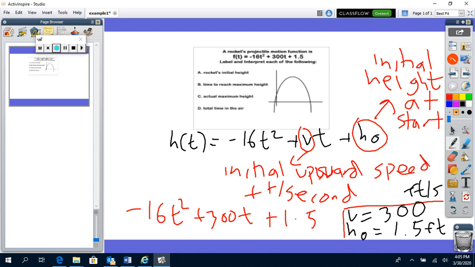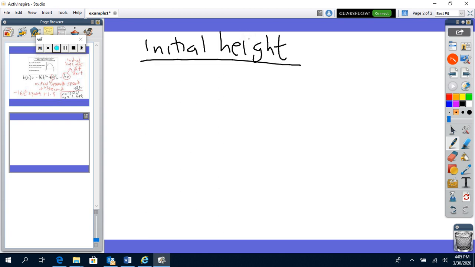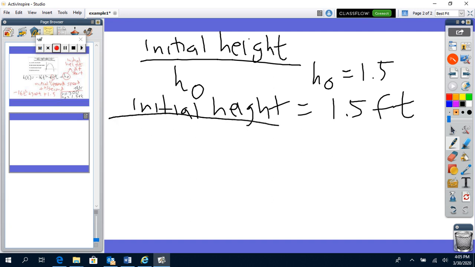Okay, so let's go and look at these questions. The first question is the initial height. Initial height, very easy, is going to be h0, and from the previous slide we just saw h0 is 1.5. So our initial height is going to be 1.5 feet. Final answer.